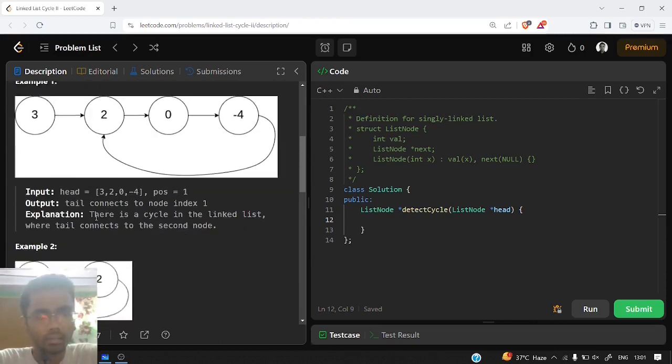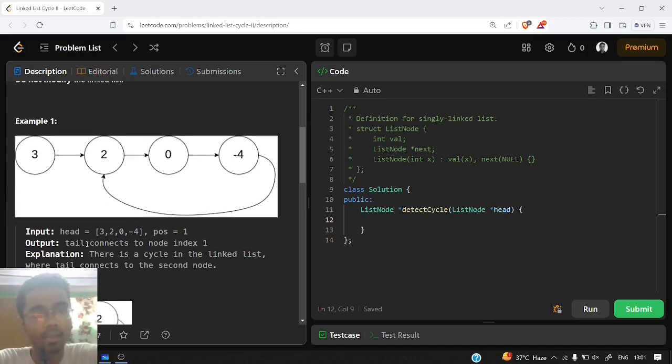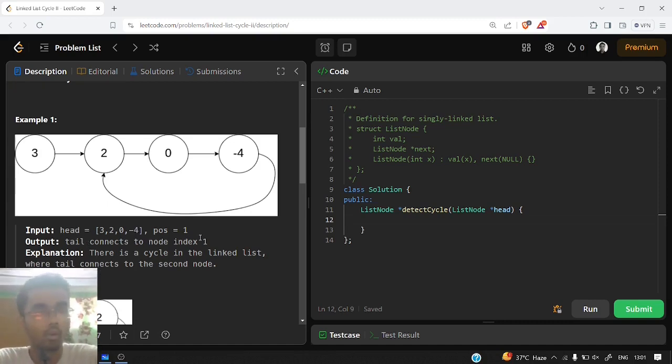So we have already discussed part 1 of this question, that was Linked List Cycle, and in that question we only needed to return true or false depending on whether there is a cycle or not. So it is the advanced version of it, where we need to return the starting node of the cycle if there is one, and if there is no cycle we need to return null. So this is the first example, and you can see that there is a cycle and the first node from where the cycle begins is 2. So we will return 2 or whatever the index. So this is what the question is saying.